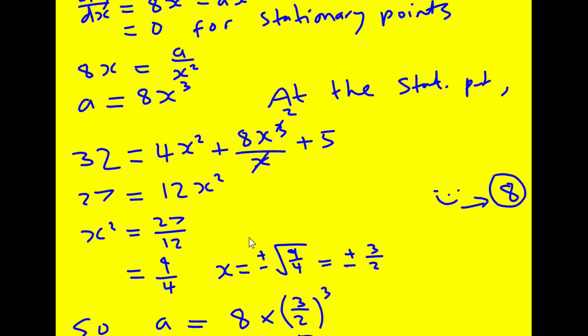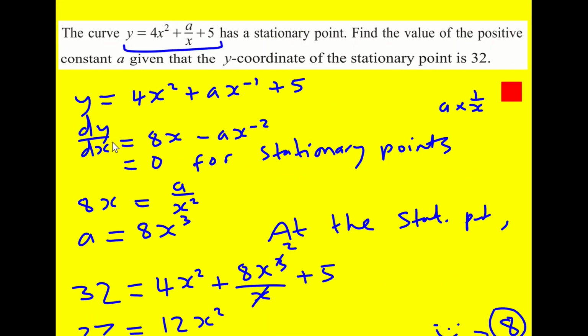So lots going on there, okay? But we rolled with it. We did dy by dx. We got a relationship, and then we used all the information we had, which was this information here, and the fact that the y value is 32. We used the original equation. We solved for x, and then we worked out a.